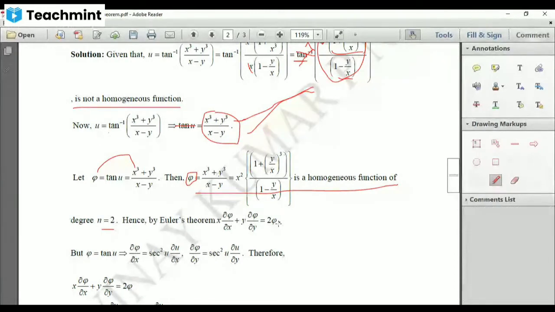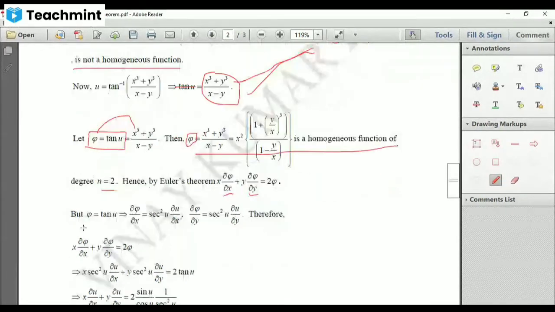Degree of this is equal to 2 phi by Euler's theorem. So we need to find dou phi by dou x as well as dou phi by dou y. So what is your phi? Your phi is tan u. Therefore, dou phi by dou x is equal to the derivative of tan, which is secant square u, into the derivative of u, which is dou u by dou x. And dou phi by dou y is equal to secant square u into dou u by dou y.